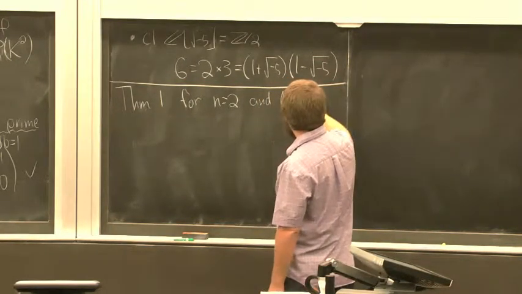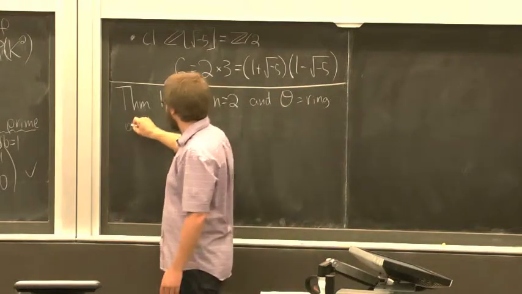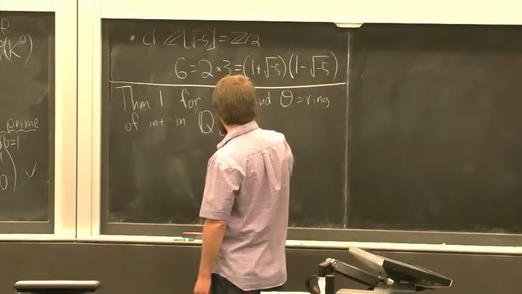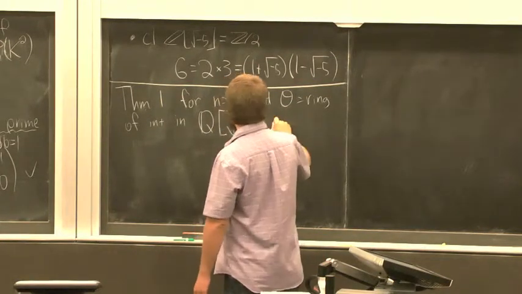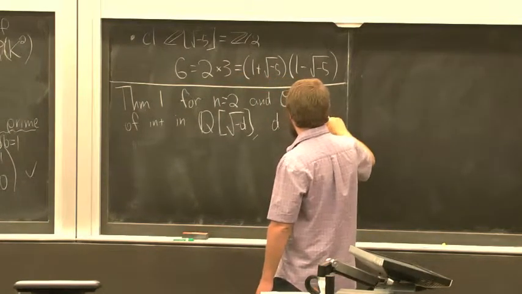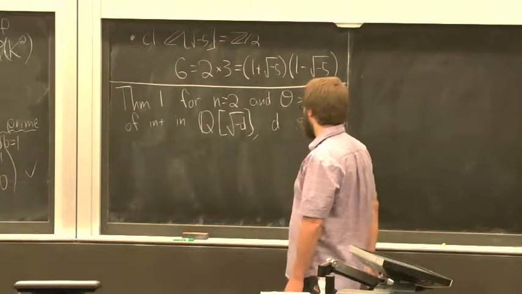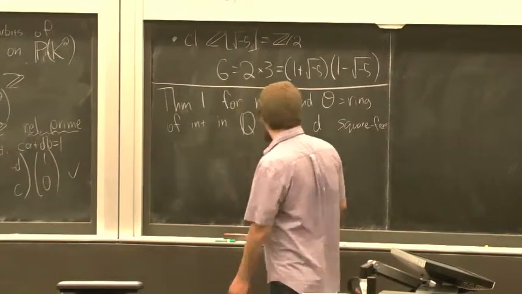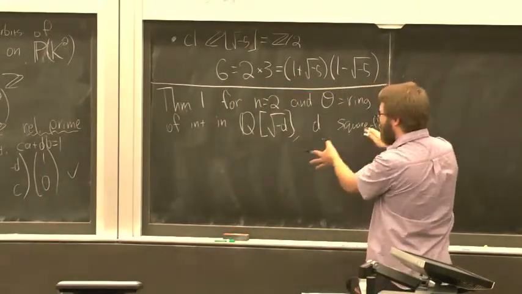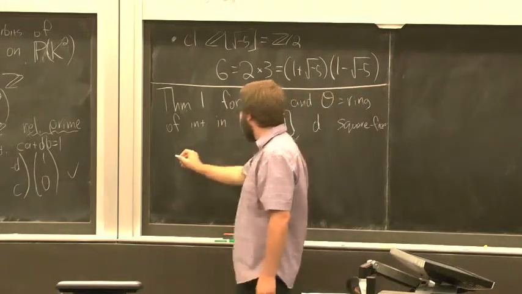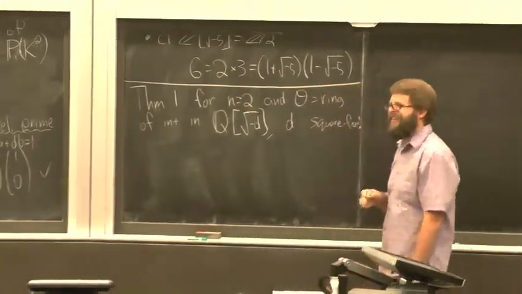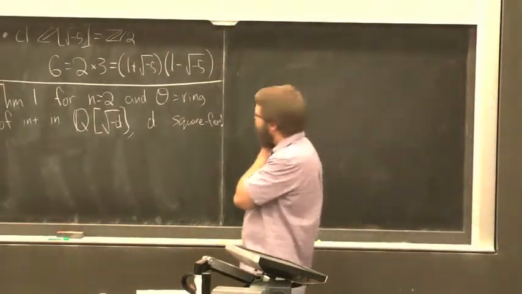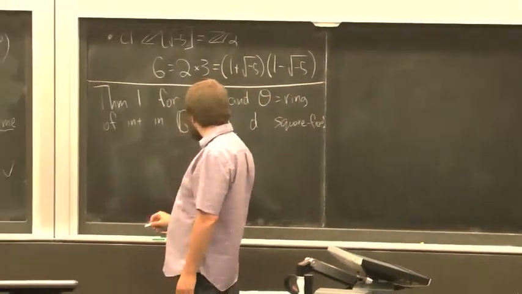is equal to the ring of integers in Q adjoin the square root of -d, with d square free. I didn't just write Z adjoin square root of -d because sometimes it's a little bit bigger. Anyway, let's pin down what this is saying in that case.